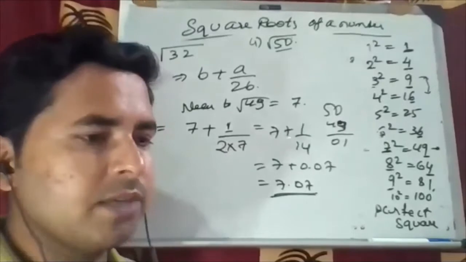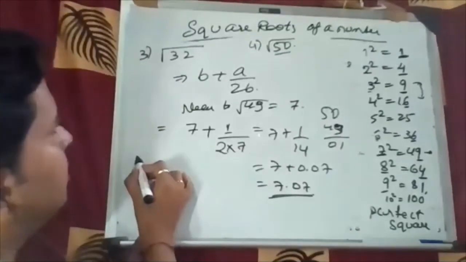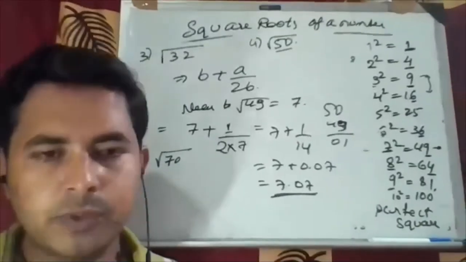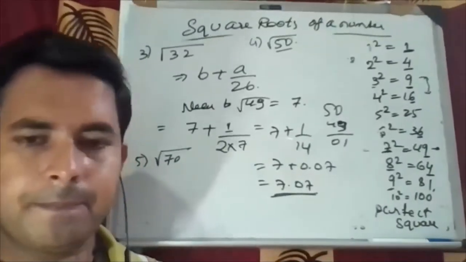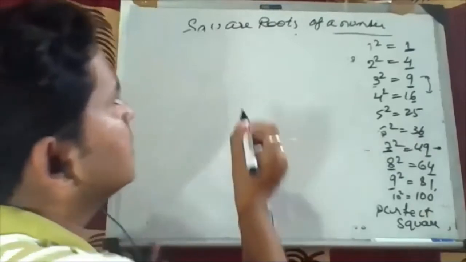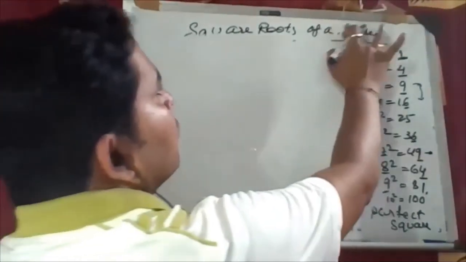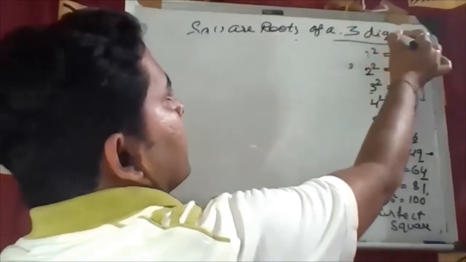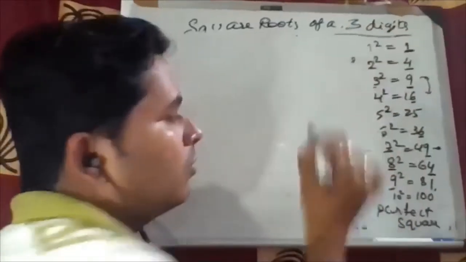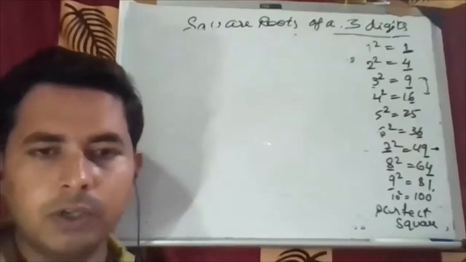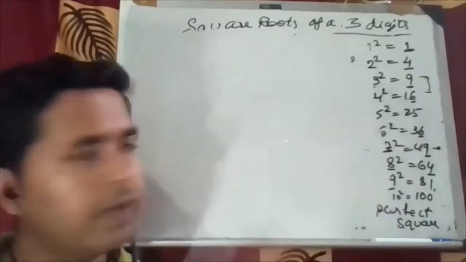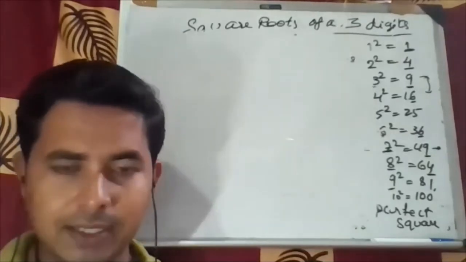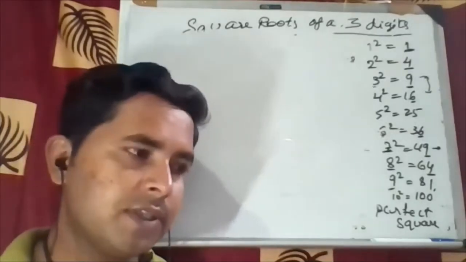Take one more example, the last example in this concept. Square root of 70. Square root of 3 digits. To find the square root of 3-digit numbers, you should remember the 1 to 10 values. I'll tell how we are using those values. Here, this is also quite a simple method. So I'll start with a simple example.